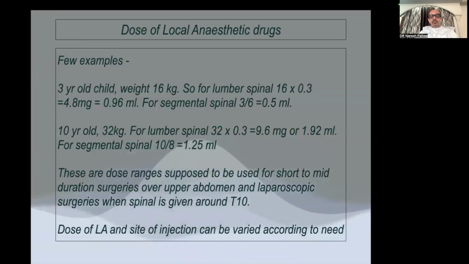These are dose ranges supposed to be used for short to mid duration surgeries or abdominal laparoscopic surgeries when spinal is given at around T10. The dose of local anesthetic and site of injection can be varied according to need.